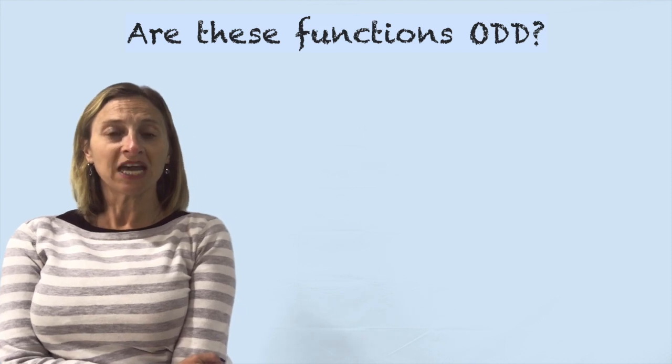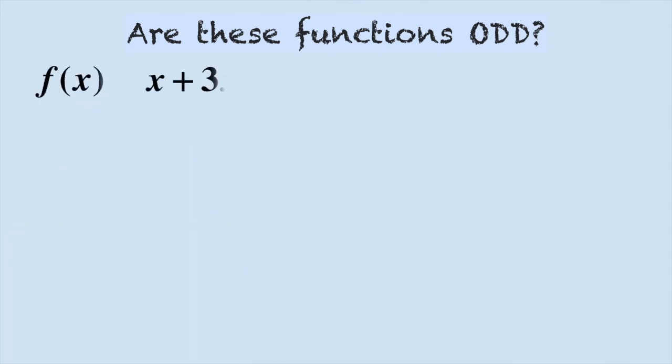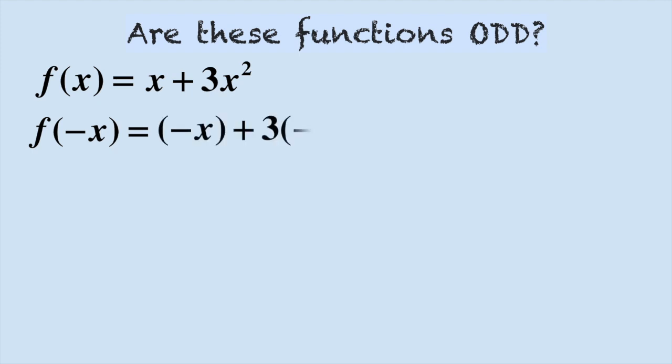F of x equals x plus 3x squared. We're going to do the same thing as we did with even. So we need to find first f of minus x. And what do we do? Wherever there's an x, put brackets and replace it with minus x. Then we need to simplify it. And what do we get? Minus x plus 3x squared.